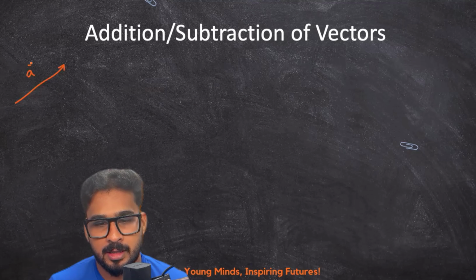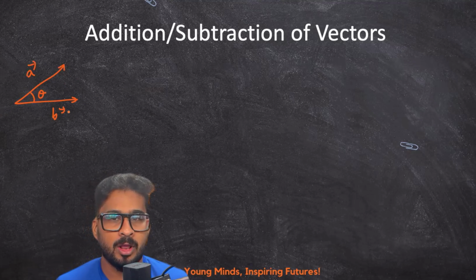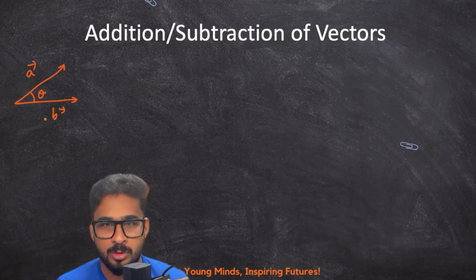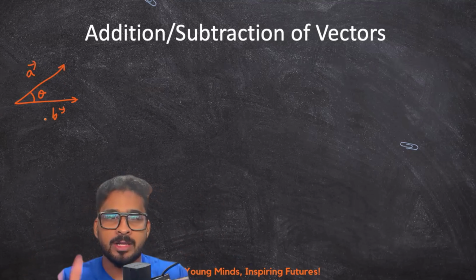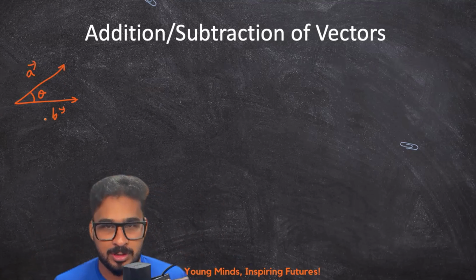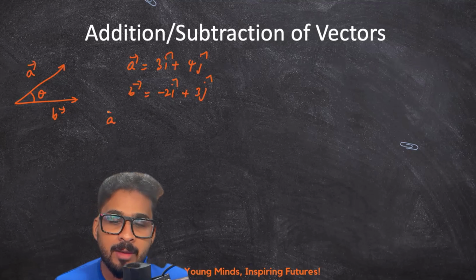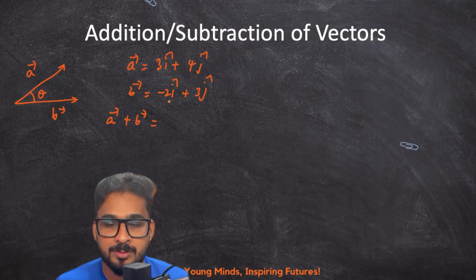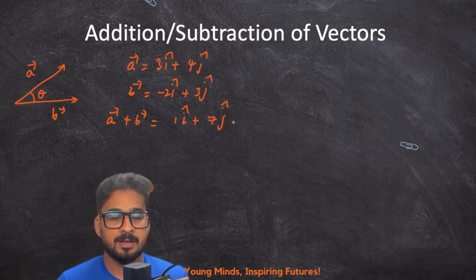Consider two vectors A bar and B bar, which are separated by theta. I want to add both of them. They are now in polar form, so I'm going to resolve the vectors into x components and y components, and finally add all the x components together and y components together. For example, let us say A bar is equal to 3 i cap plus 4 j cap and B bar is equal to minus 2 i cap plus 3 j cap. Then what is A bar plus B bar? That will be equal to 3 plus minus 2, that is 1 i cap, plus 4 plus 3, that is 7 j cap. This is our resultant vector.